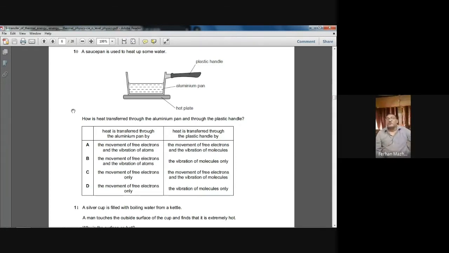In the C option, he said the movement of free electrons only. He used the word only. That's why it's wrong. In the aluminum pan, the vibration of molecules is also happening. And in the D option, he again used the movement of free electrons only for the aluminum pan. So that's why C and D are wrong. So B is the best option. Do you understand? Yes, sir. Okay.